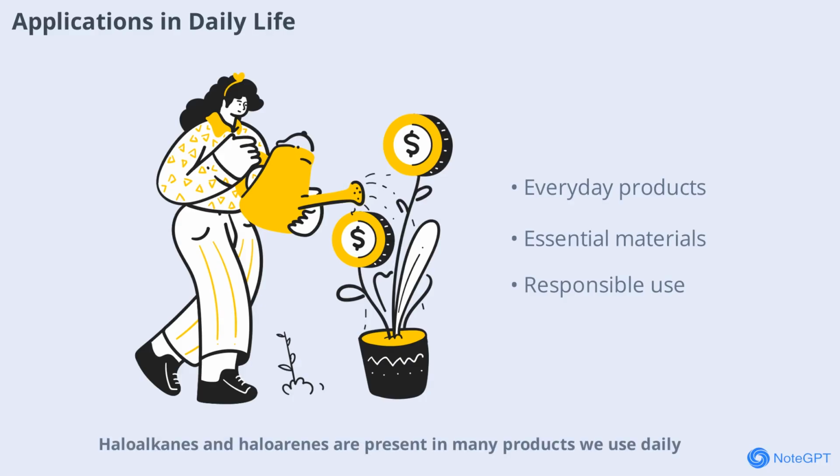Haloalkanes and haloarenes are present in many products we use daily, from refrigerants and solvents to pharmaceuticals and plastics. Their unique properties make them essential in modern life. Understanding their chemistry helps us appreciate the science behind everyday materials and encourages responsible use.